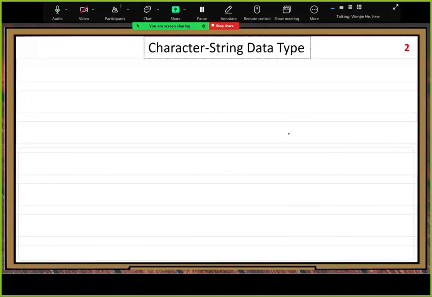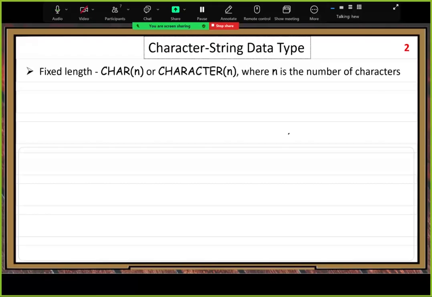Character string data type. These two data types are most commonly used. Most of our data is in these two types. The string type is slightly different. We have fixed length: after you declare it, the length is fixed. CHAR parenthesis N, so you specify the number of characters.